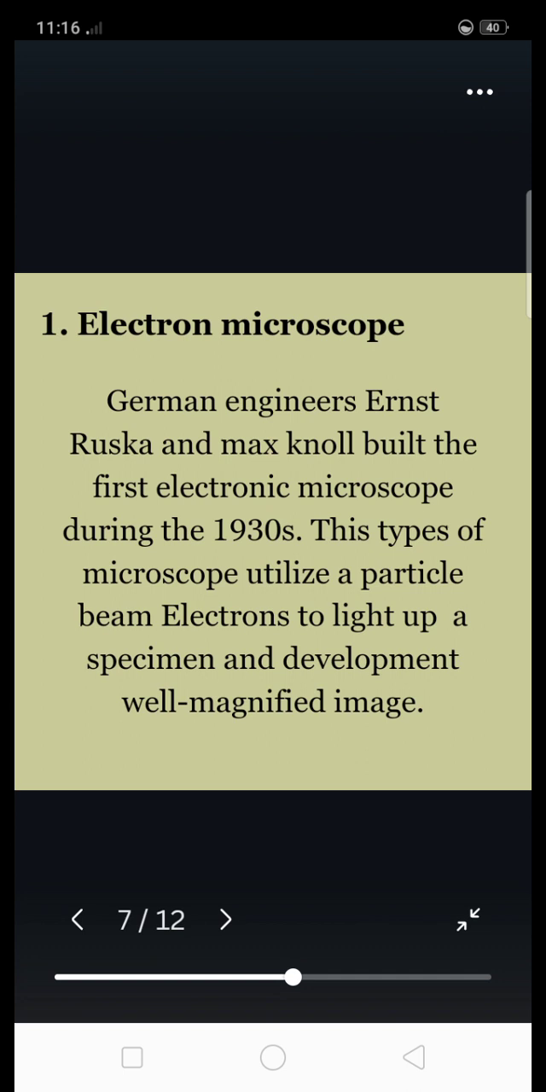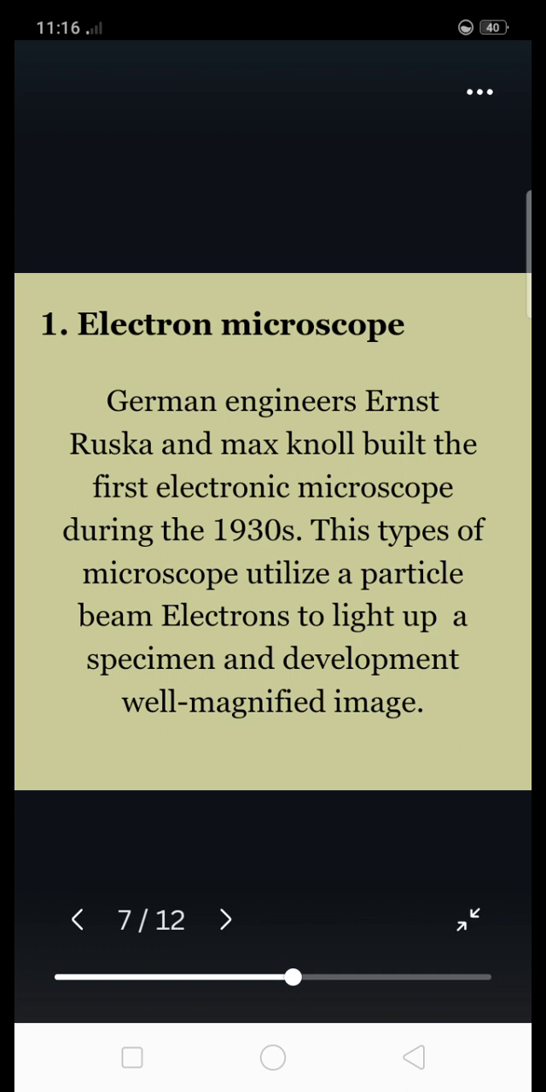electron microscope. German engineers Ernst Ruska and Max Knoll built the first electron microscope during the 1930s. This type of microscope utilized a particle beam of electrons to light up a specimen and develop a well-magnified image.